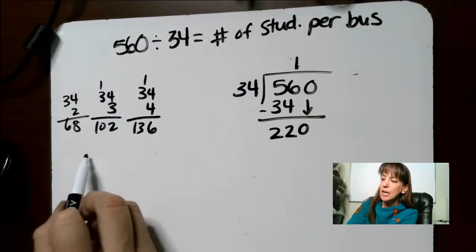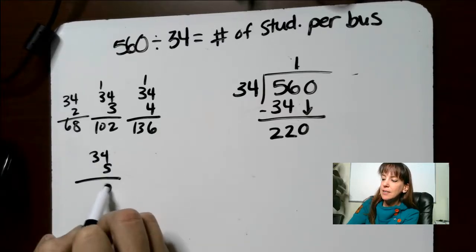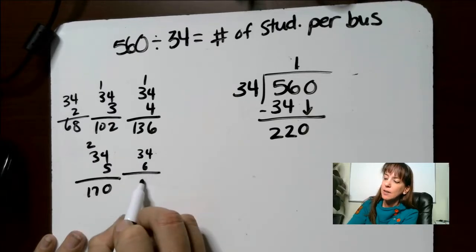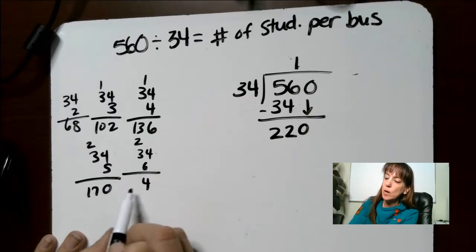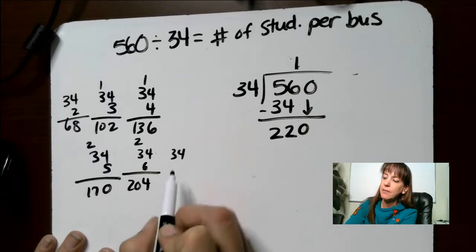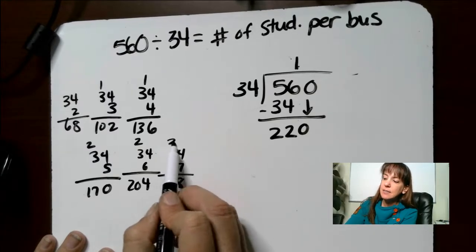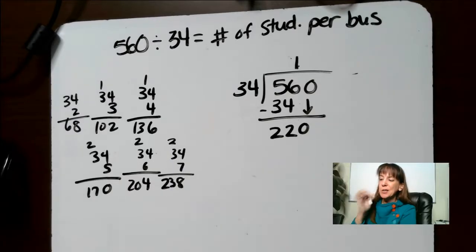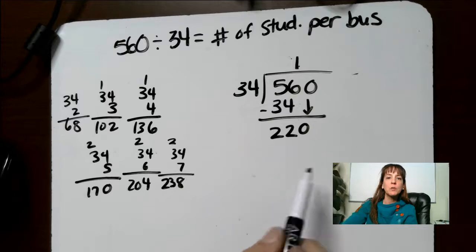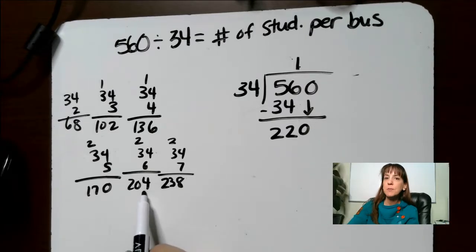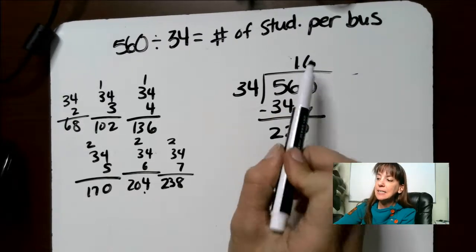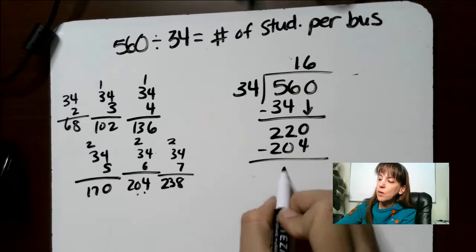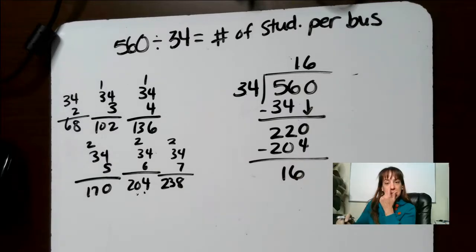Oh, nope, we've got some more. 34 times 5 is 170. We've got some more. 34 times 6 is 204. Let's try one more time just so we have it. So 34 goes into 220 6 times without going over. 6 times 34, we have it over here, is 204. When we subtract, that gives us a remainder of 16.